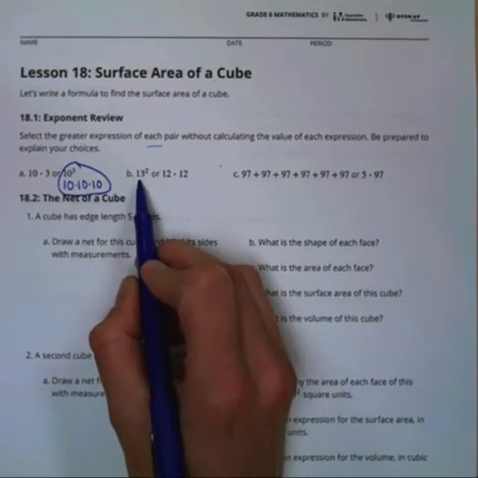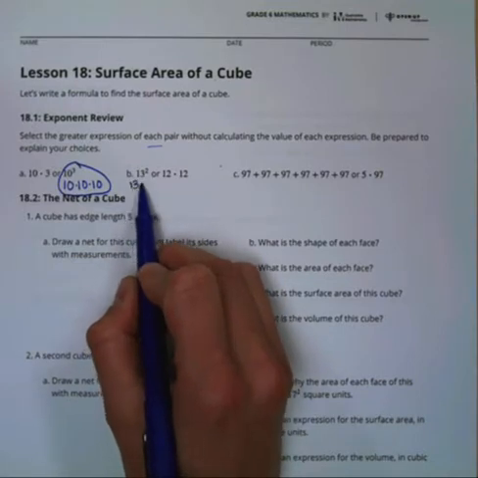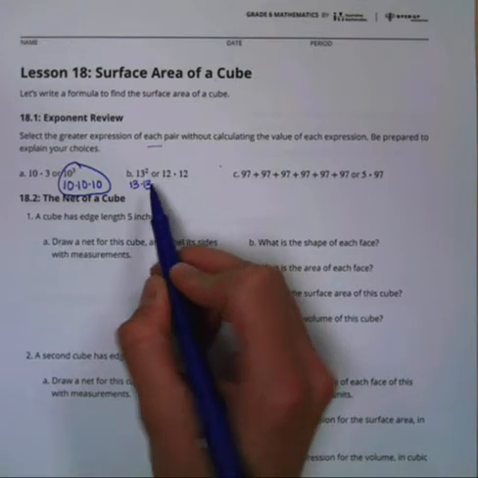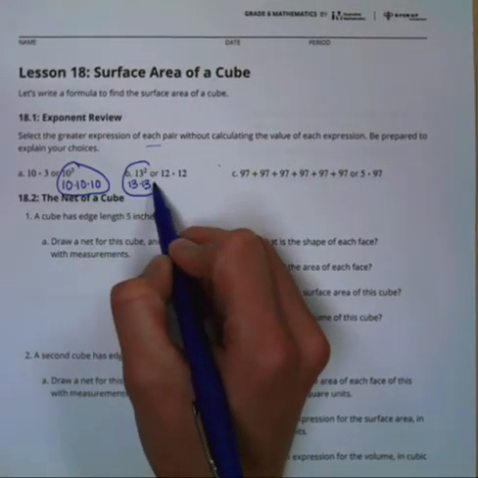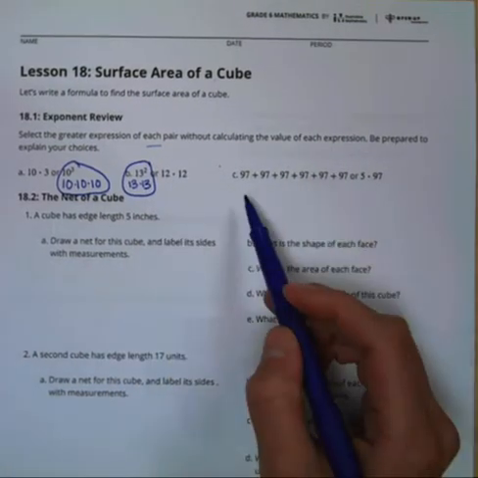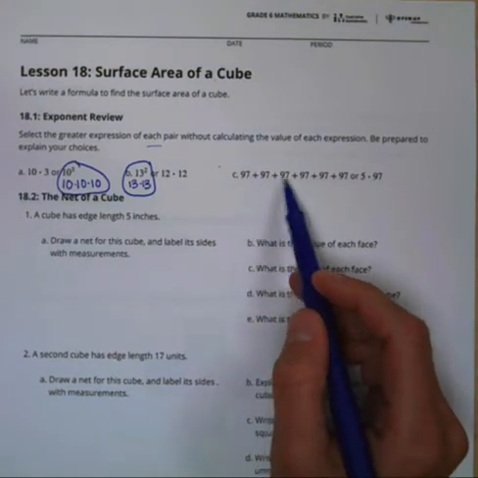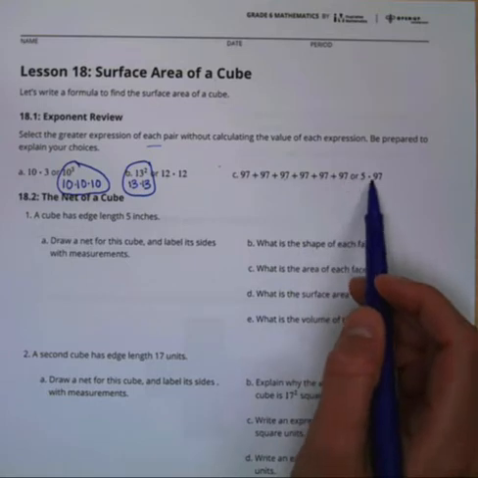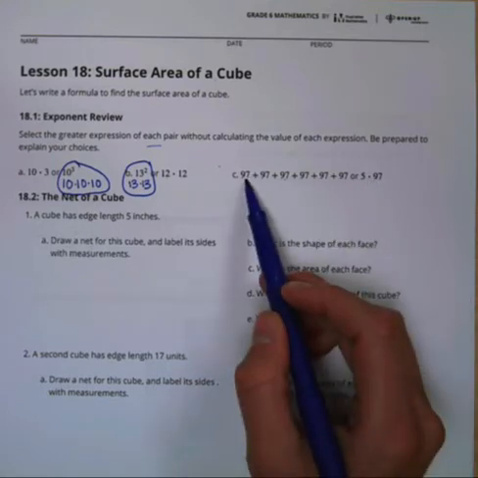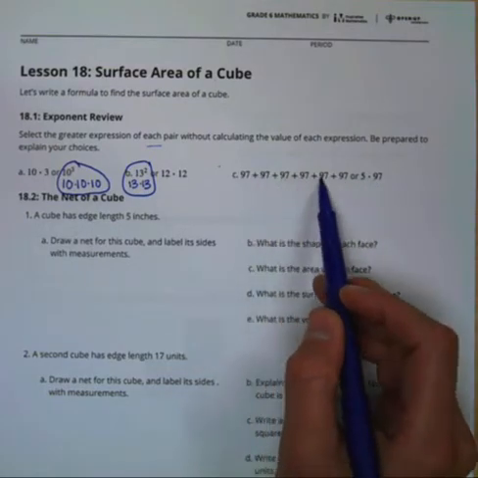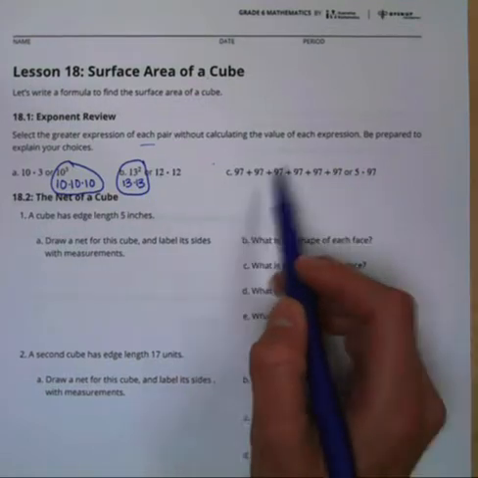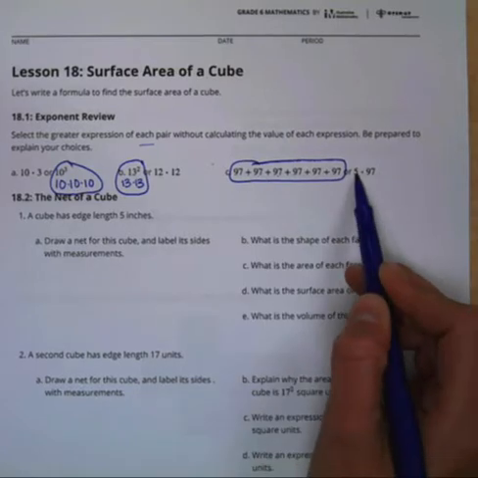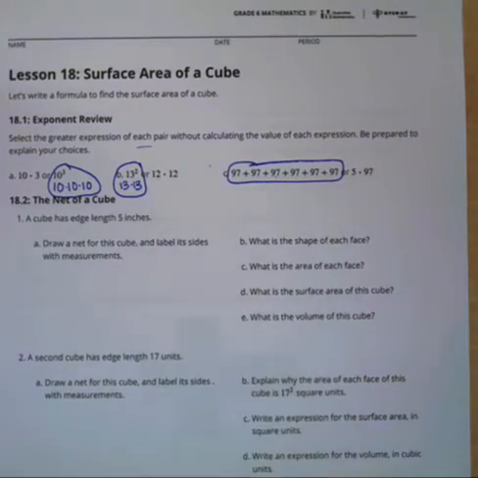13 squared is equal to 13 times 13, or we have 12 times 12. Since 13 is a bigger number, 13 squared is greater. And here we have 97 plus 97 plus 97 plus 97 plus 97 plus 97, or 5 times 97. Let's count over here: 1, 2, 3, 4, 5, 6. We have 6 97s, so a group of 6 is bigger than a group of 5.